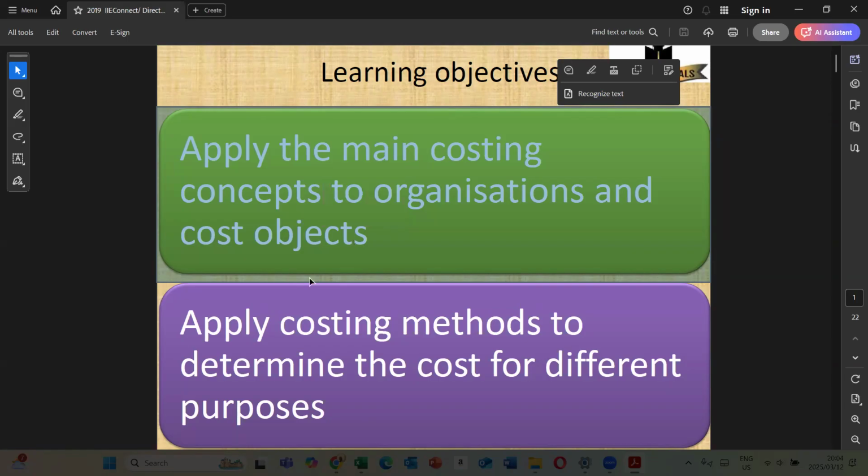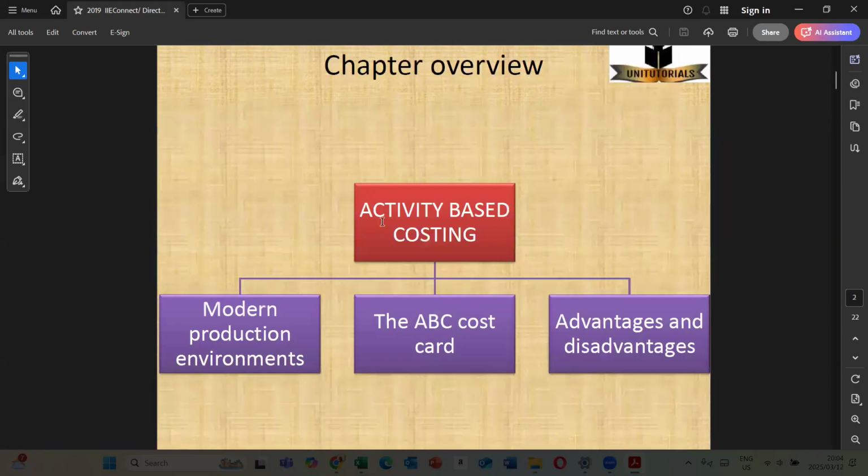Activity-based costing, which is ABC, is very important in this regard. It is based on the assumption that everything these days is actually mechanized. There is less labor cost. There are more activities involved.